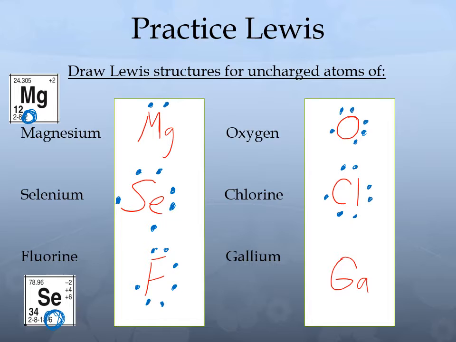It's going to look a lot like selenium, which makes sense because it's 2 spots above selenium on the periodic table. It's in the same column, same group, same family, so it'll look very, very similar and have the same kind of chemical properties. Last one is gallium.